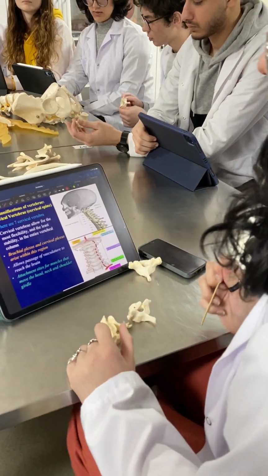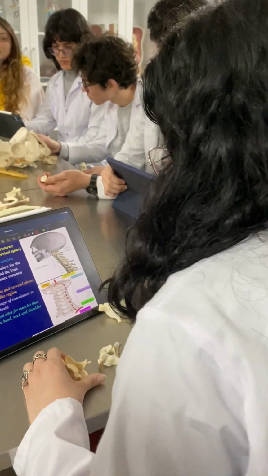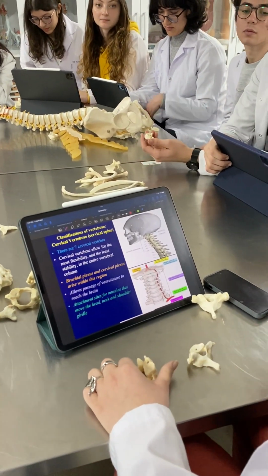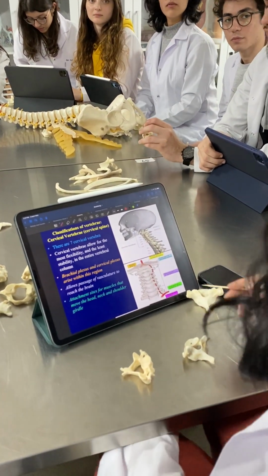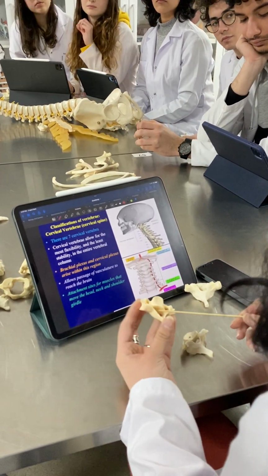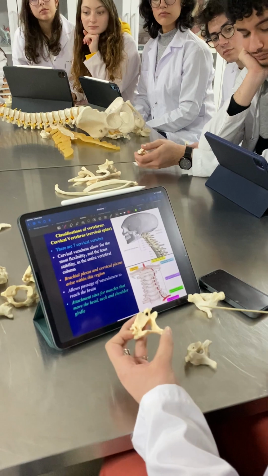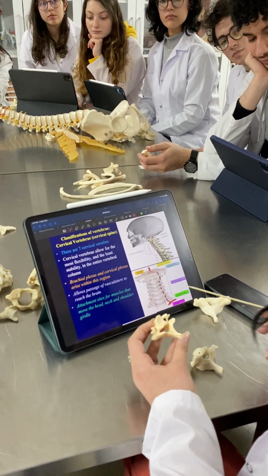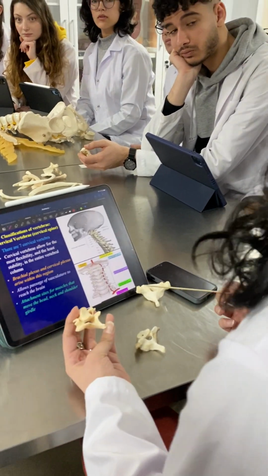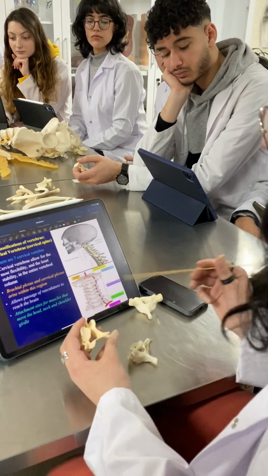Going to be talking about the cervical vertebra. So basically, the cervical vertebra consists of 7 cervical bones, or 7 cervical vertebrae. It is the most flexible and the least stable part of the entire vertebral column.